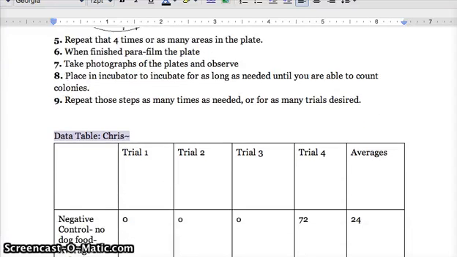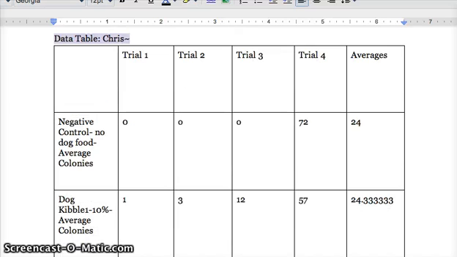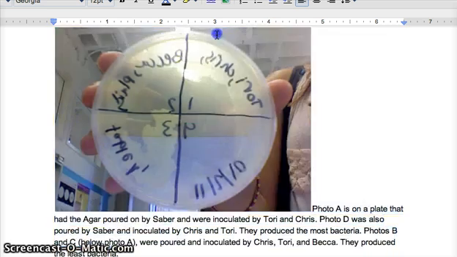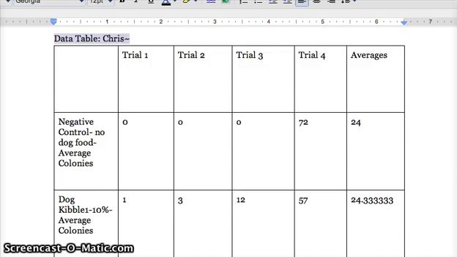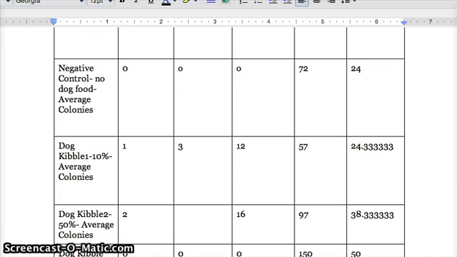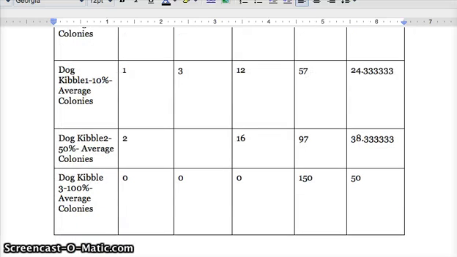This is our data table done by Chris. Okay, so we have 4 trials, then our averages. Our negative control is the no dog food, and it pretty much had no bacteria except for the last trial. It came out to be 72, and that was very unexpected. So the plate was probably contaminated. Actually, I don't think it was.